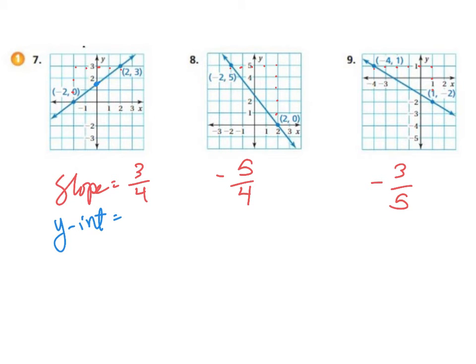Y-intercept. This one's at about 1.5. This one is about 2.5. And this one is negative 1.5.